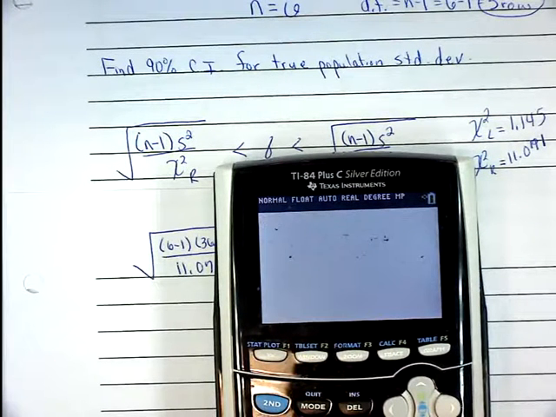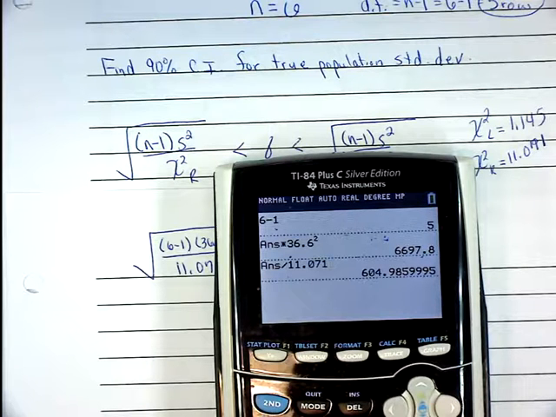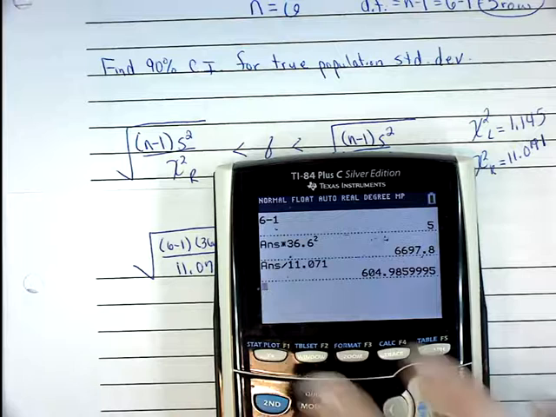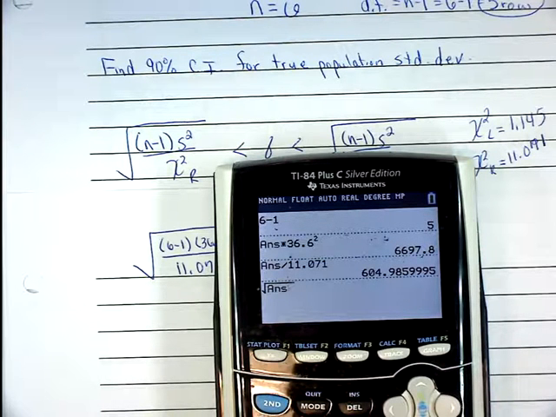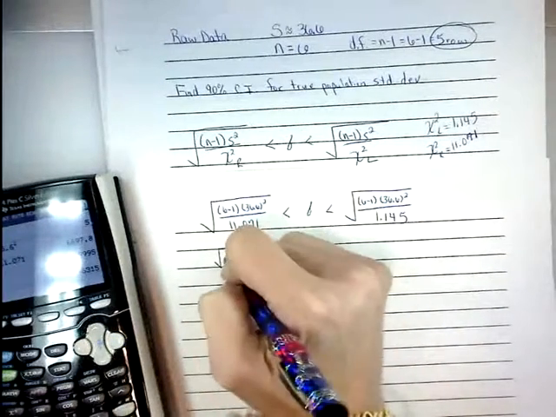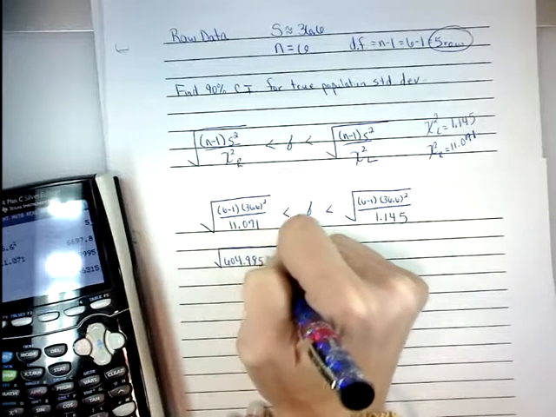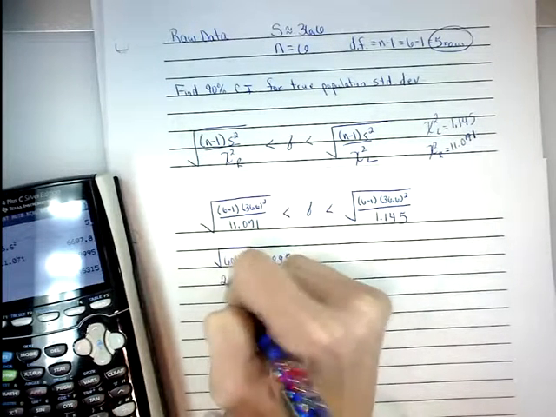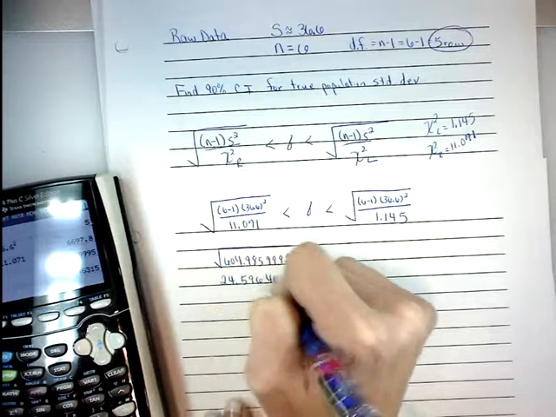6 minus 1 times 36.6 quantity squared divided by chi-square from the right, 11.071. And then I need to take the square root of that quotient. And I do second square root of second answer. I want to write that down. Before I take the square root, I got 604.9859995. And then I got 24.59646315.